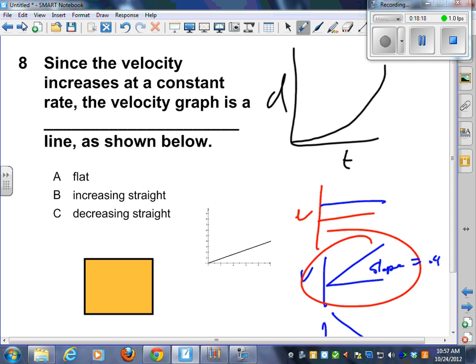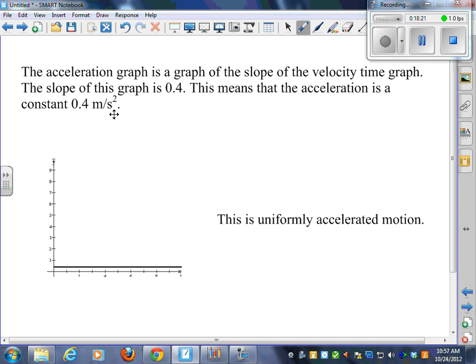So what that means is that the acceleration is 0.4. The slope of the VT graph is the acceleration. And when you graph the acceleration, you get a flat line right at what value? 0.4. We call this uniformly accelerated motion. What does uniformly mean? Same. Uniformly accelerated motion means that it's speeding up at the same rate the whole time. Every second, the speed is changing by how much? 0.4.